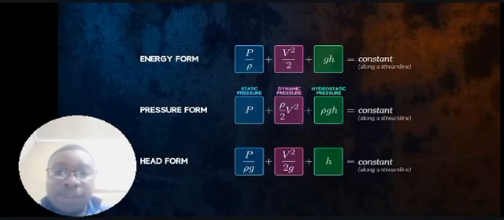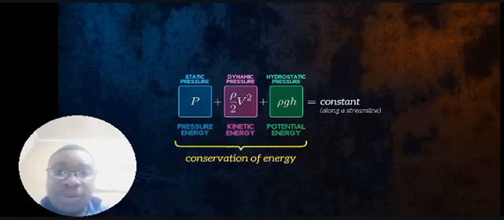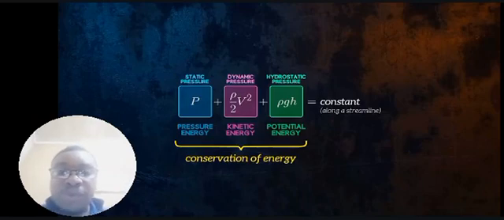It can be written in other forms as shown there. Those three terms are actually representing energy. So you have pressure energy, kinetic energy, potential energy. Those different forms of energy add up to a constant along a streamline. So this confirms our law of conservation of energy. Energy cannot be created or destroyed. It can change from one form to another.